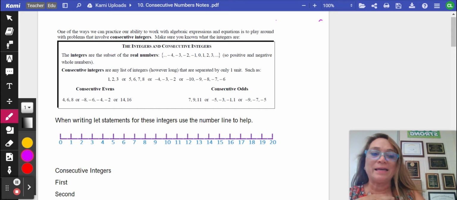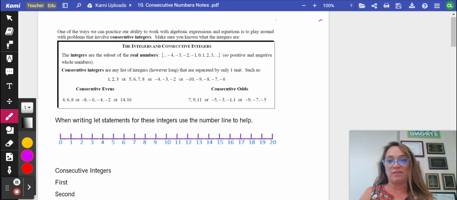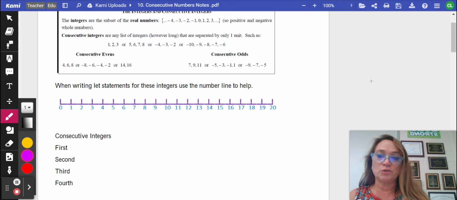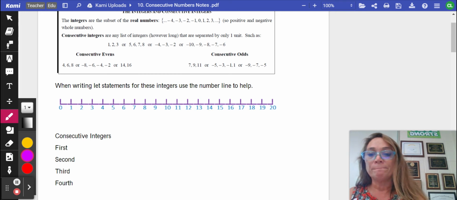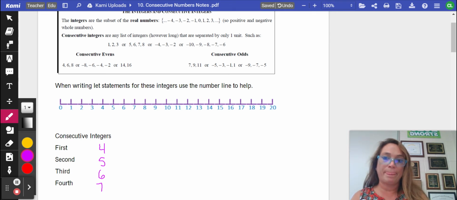So today we're talking about consecutive integers, and consecutive integers are integers that come one right after the other. So you could have numbers like 1, 2, 3, 4, 5, 6, 7, 8, 20, 21, 22, consecutive, one that comes right after the other. When we think about consecutive integers, we want to just think of simple numbers, all right? So I'm just going to start with 4, 5, 6, 7. Obviously, they can be negative, but I'm just going to start with something really simple, okay?